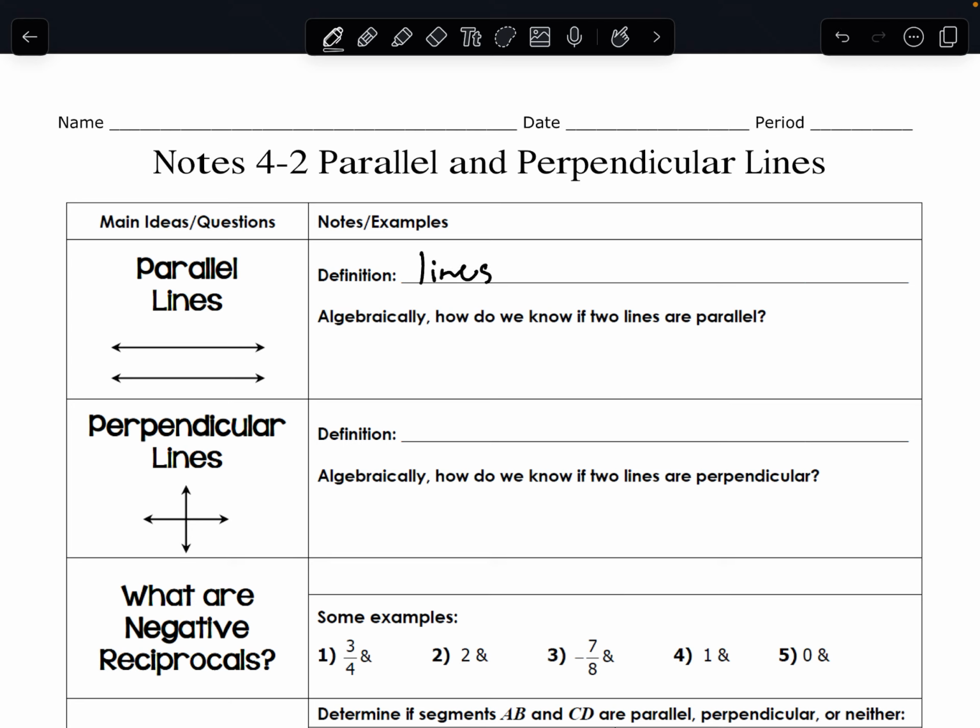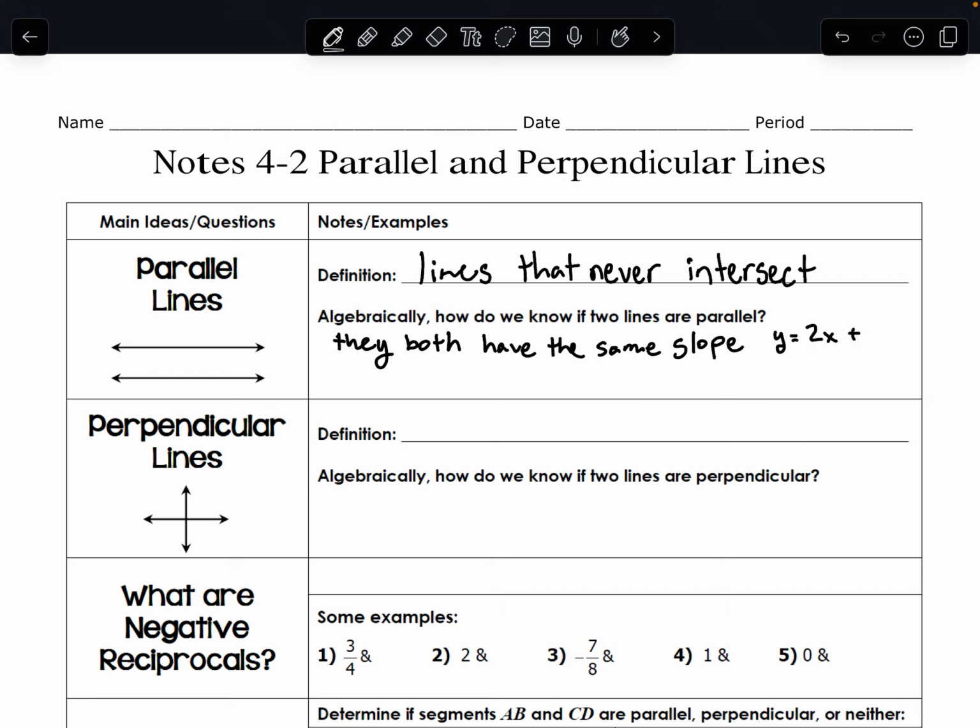Parallel lines are lines that never intersect. Algebraically, how do we know if two lines are parallel? They both have the same slope. An example of that would be y = 2x + 7 and y = 2x - 1. We can tell that these are in the form y = mx + b, and the slope is 2 here, right?